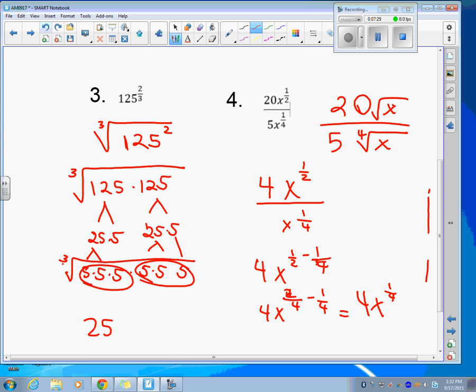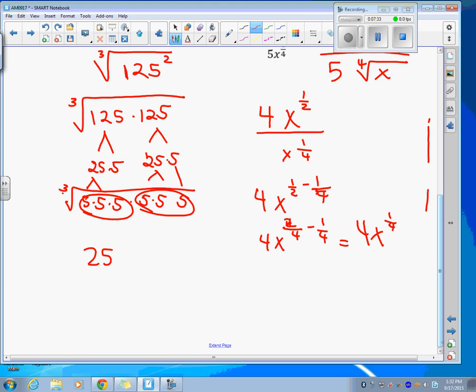Now, if you had to write that using a radical, we would say that it was 4 and the 4th root of x. Okay? Now, if it doesn't specifically say which to put, you get to choose. But lots of times I tell you to write using a rational exponent or write using a radical.